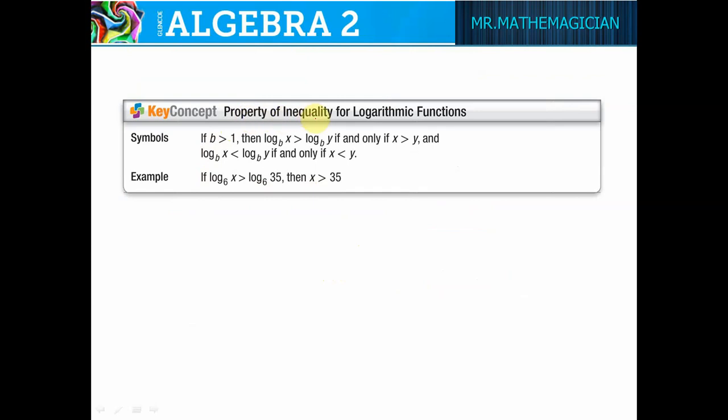Now, property of equality for a logarithmic function. If b is greater than 1 and we have logs on both sides, we can cancel log to the base b with log to the base b, and this happens if x is really greater than y. And log x to the base b is smaller than log y to the base b if and only if x is smaller than y, means also you can cancel log base b with log base b. But also you need to pay attention to the possible values for x and y.